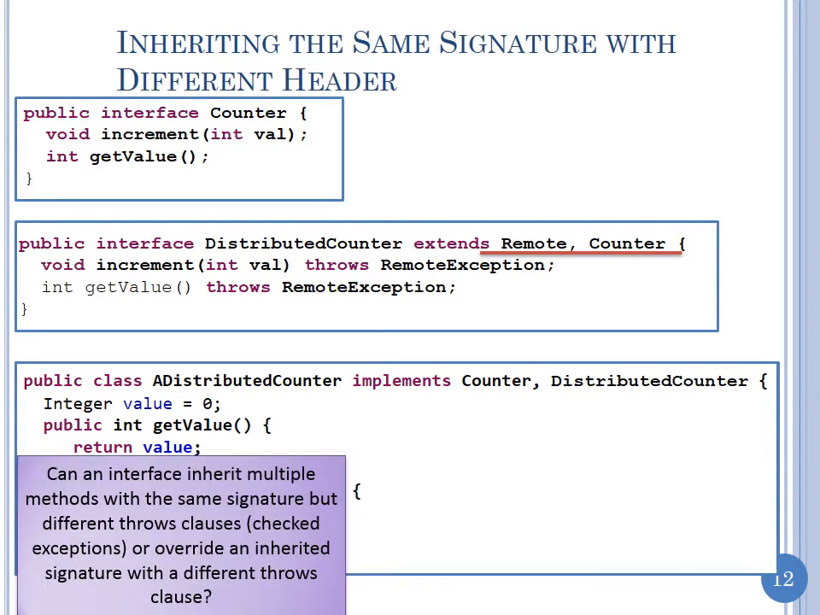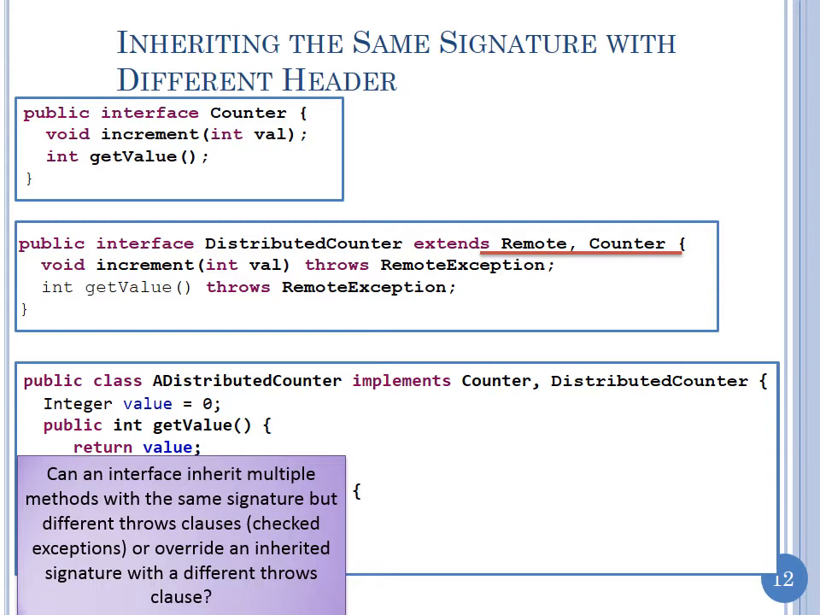Okay, so last time we looked at this example, with our running example, where we have a counter with two methods, and neither method says it throws any exception. And then we saw that to create a distributed counter, we had to create a distributed interface, distributed counter, which extended remote, and it duplicated the signatures in the counter interface, but the headers were different. The headers now said that the methods throw remote exceptions.